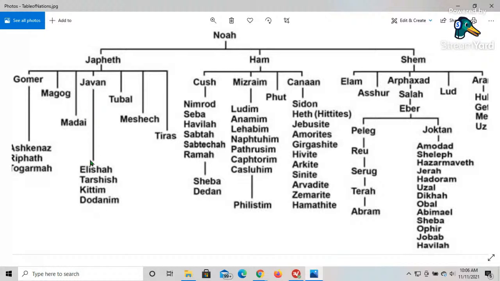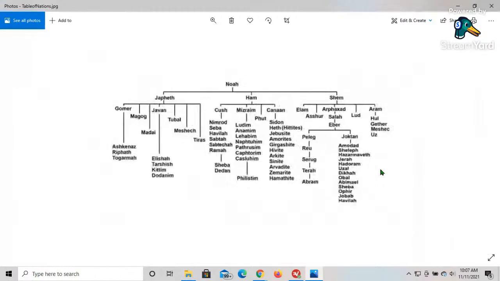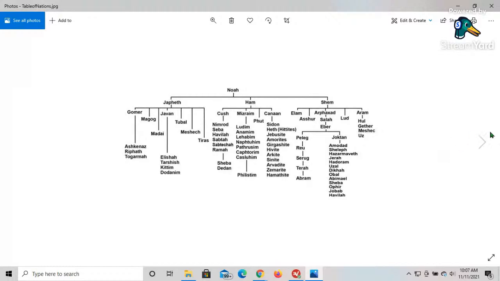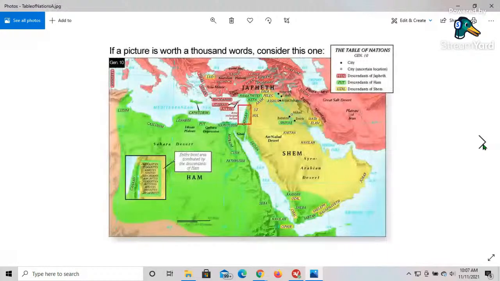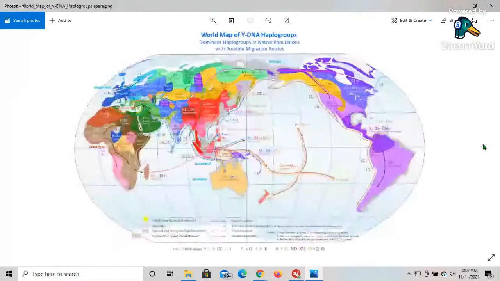And the sons of Javan, Elisha, this is Mediterranean, all Mediterranean. This is all Europe. And Madai was in Europe. Tubal was in Europe. Meshech and Magog went east. Tiraz and Javan are Greeks. Everybody's present and accounted for. So here, Aram, you have Uz, Gether, Meshech, and Hul. Okay, that's about it.